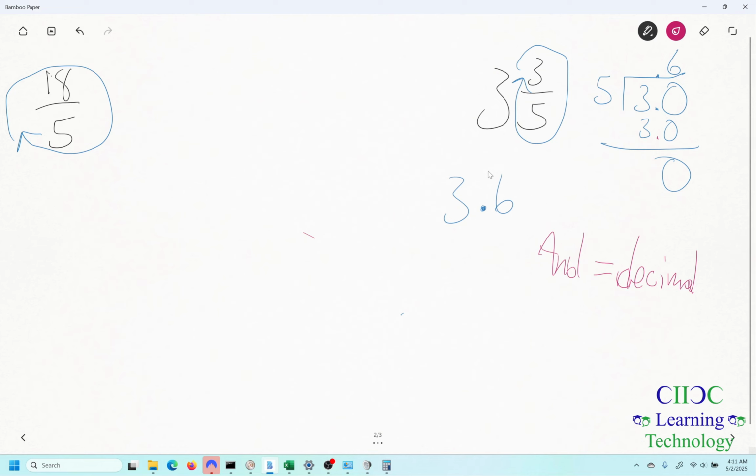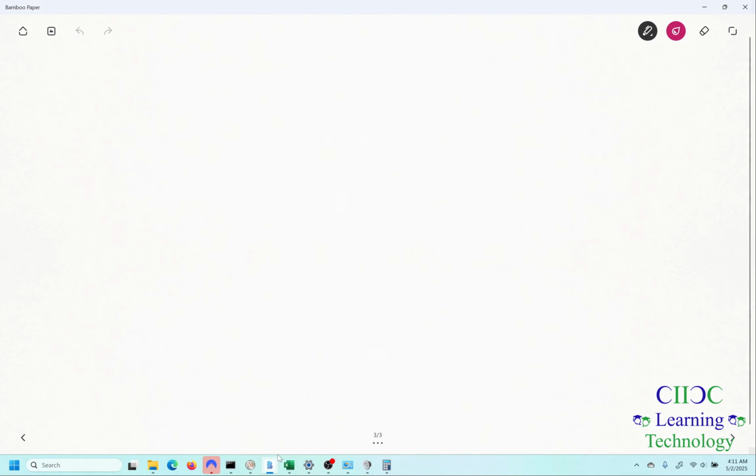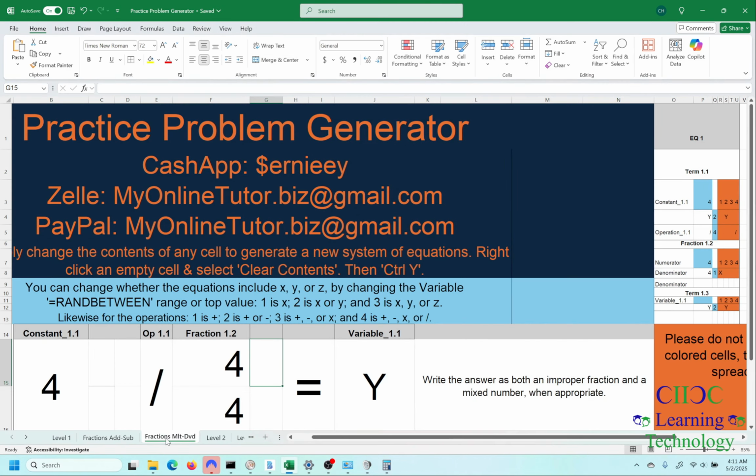So we wrote our answer now 3 different ways. We have it as a decimal, we have it as a mixed number, and we have it as an improper fraction. All righty, let's go on and look at the next one.